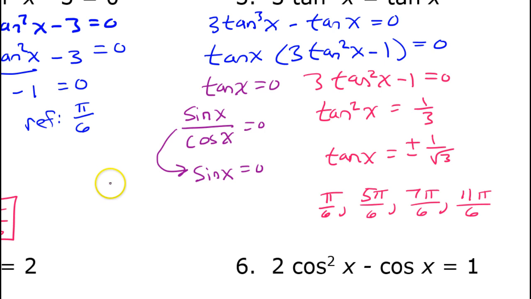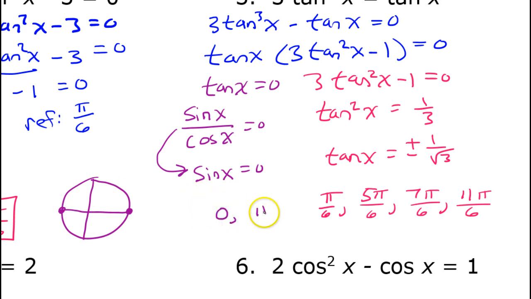So I'm picturing my unit circle. All right, I'm looking at the quadrantal angles. Sine is a y value. Y values are 0 on the x-axis, here and here. So that is 0 and pi. So those are the additional answers. So these are the 6 solutions to the problem.